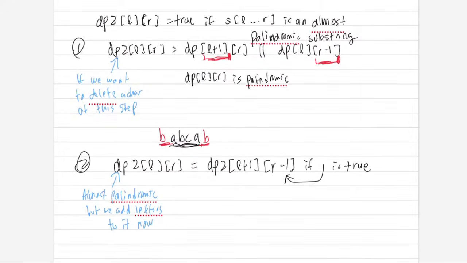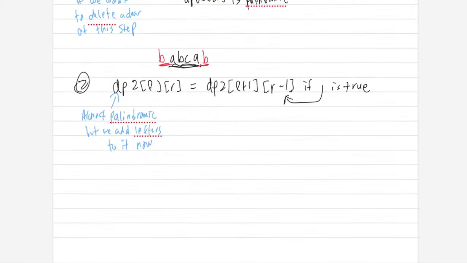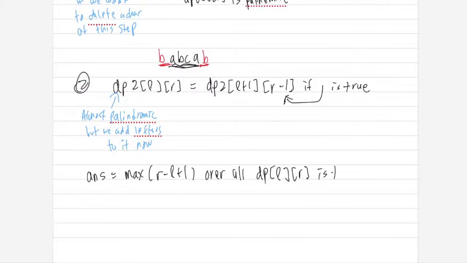And the answer, well, what is the answer? The answer is going to be the max of R minus L plus 1 over all dp L R that are true. And yeah, that's about it. I guess I'll show my implementation for reference.